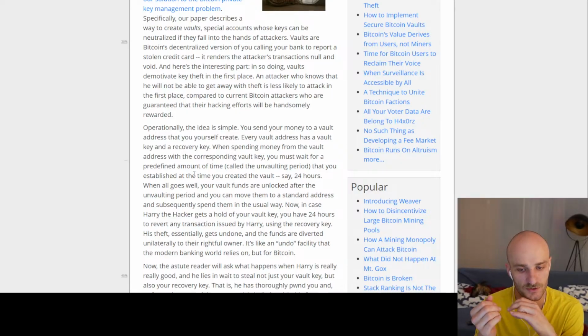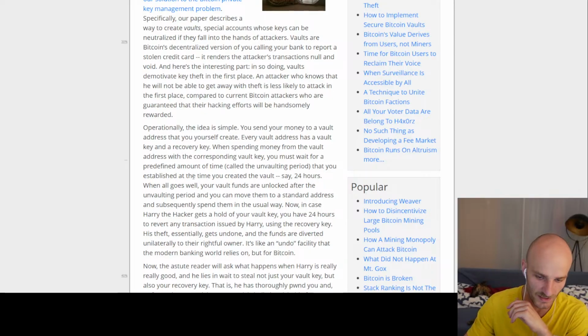When all goes well, your vault funds are unlocked after the unvaulting period, and you can move them to a standard address and subsequently spend them in the usual way. Now, in case Harry the hacker gets hold of your vault key, you have 24 hours to revert any transaction issued by Harry using the recovery key. So his theft essentially gets undone, and the funds are diverted unilaterally to their rightful owner. It's like an undo facility that the modern banking world relies on, but for Bitcoin.